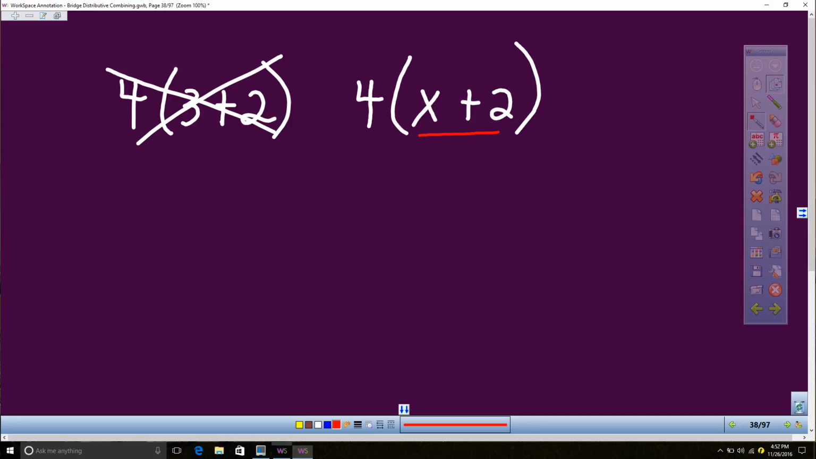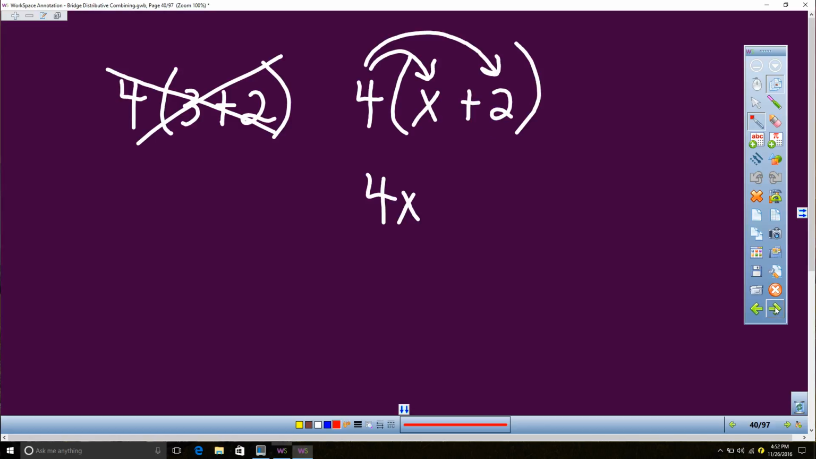Therefore, we use the distributive property to simplify, because in algebra, if an expression has parentheses in it, we consider that it's not simplified. So we want to simplify it, so let's use the distributive property. So I'll multiply the 4 times the x, the 4 times the 2, and now I have simplified this expression because it has no parentheses.